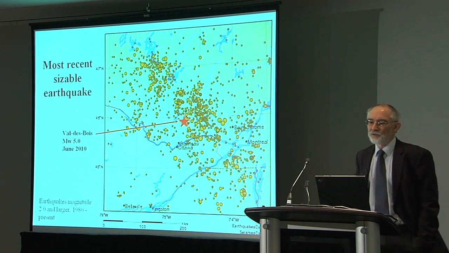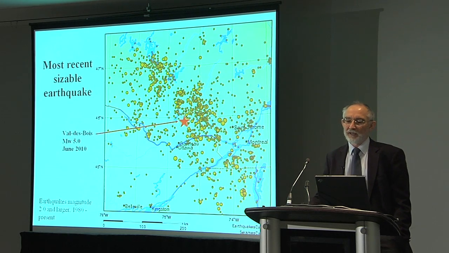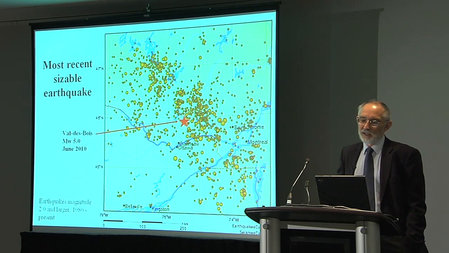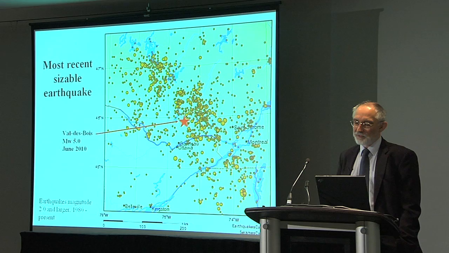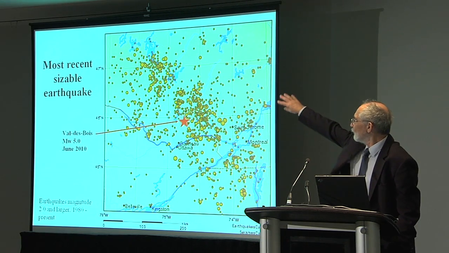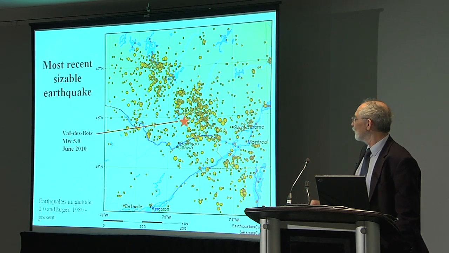Now, the most recent sizable earthquake was one near Val-de-Bois, a year and a half ago, June 2010. It happened in this region of Western Quebec, which we know is quite active.